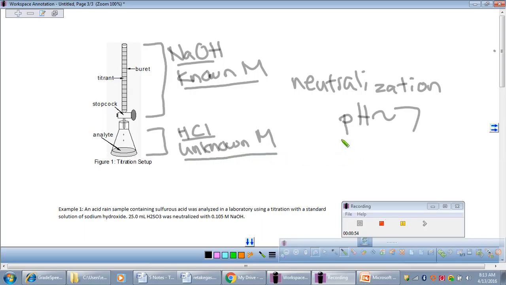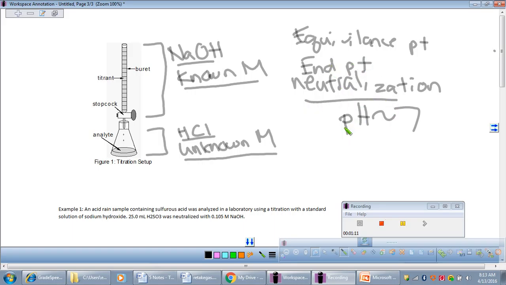So, what we need in order to make sure that we've reached our neutralization, which is called our equivalence point, we need an endpoint. And that is the physical evidence that you have reached whatever equivalence point you want. We were using phenolphthalein, which is an acid-base indicator.